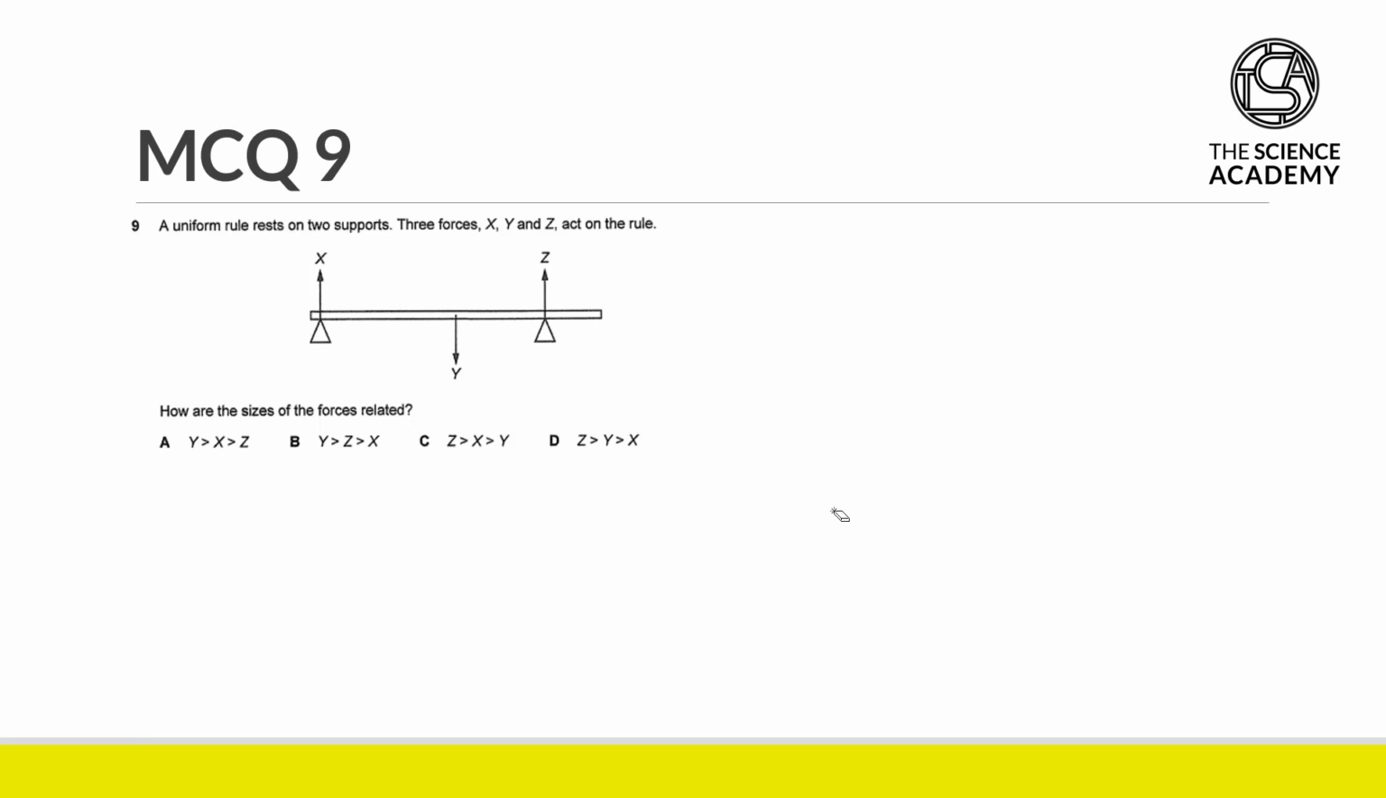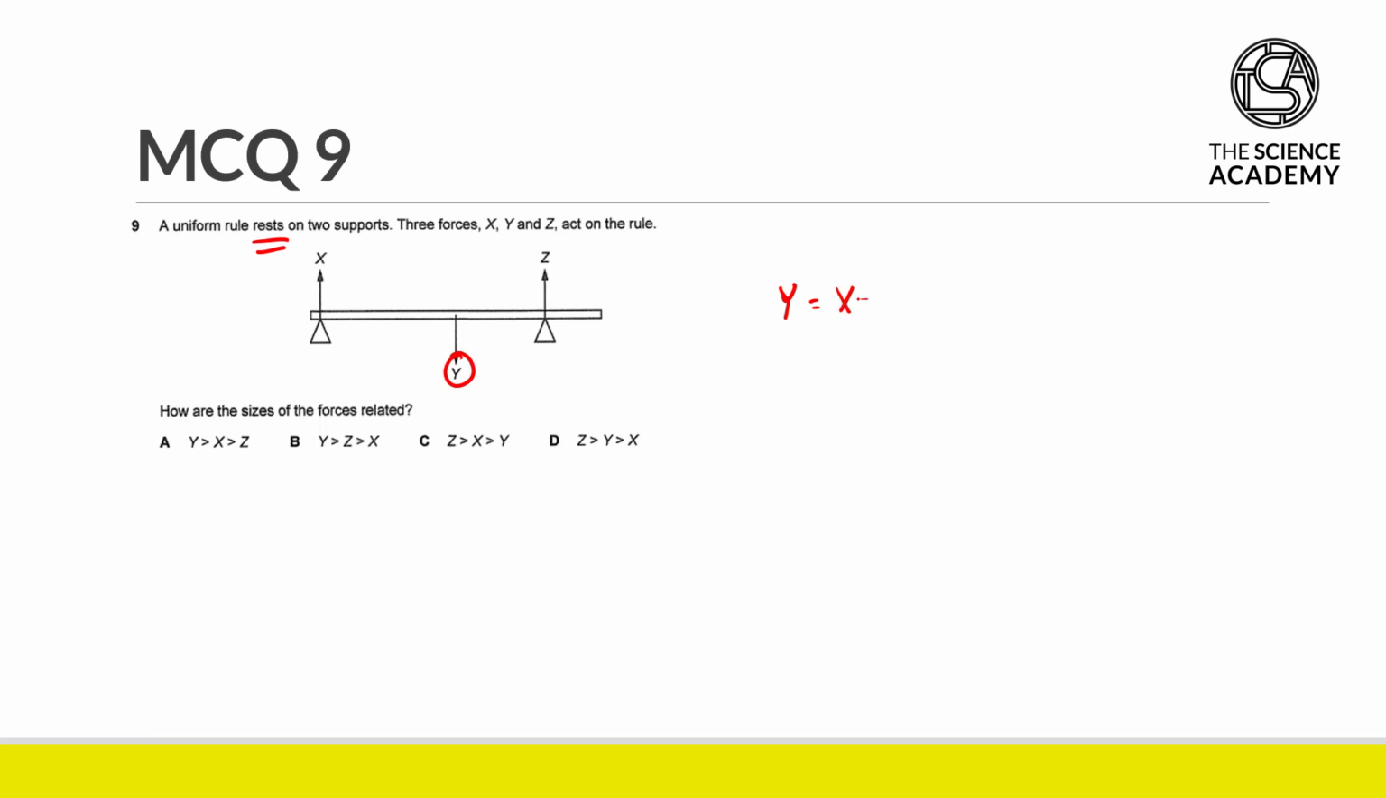So now, for this particular question, we are told that we have a uniform rule that rests on two supports. Three forces x, y, and z act on the rule. Amongst all these three forces, the one with the greatest force is going to be y, because y is the only downward force, and because it is at rest, based off Newton's first law, all the up must equal to all the down.